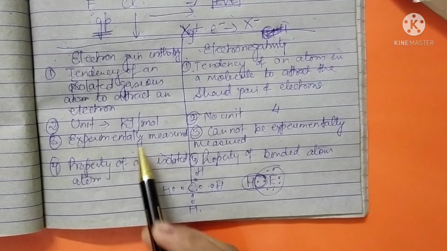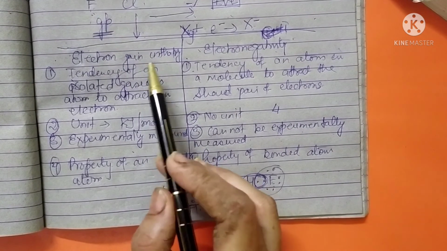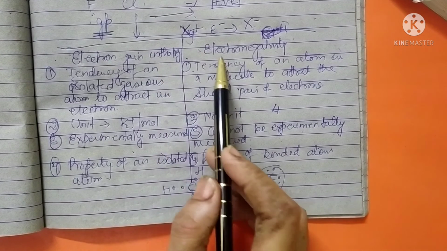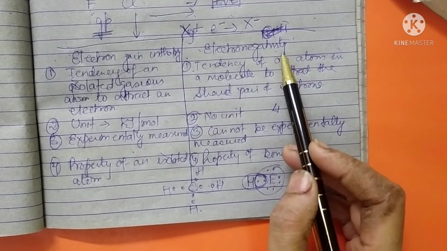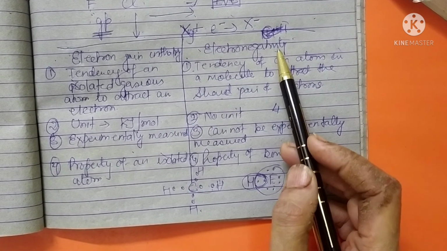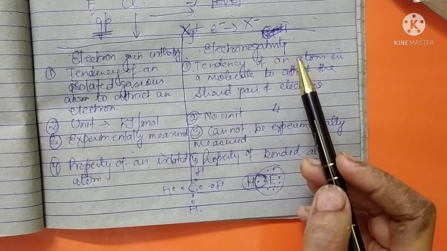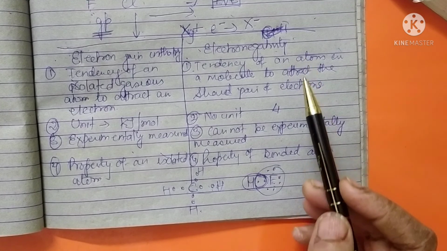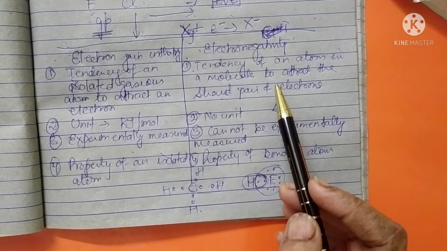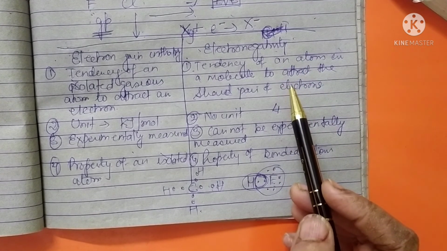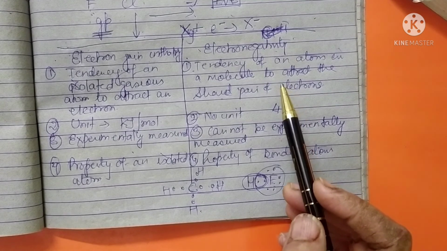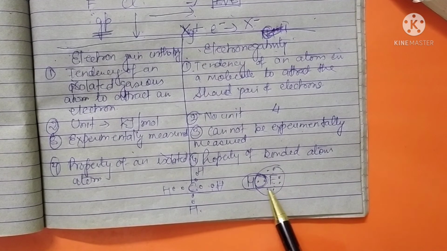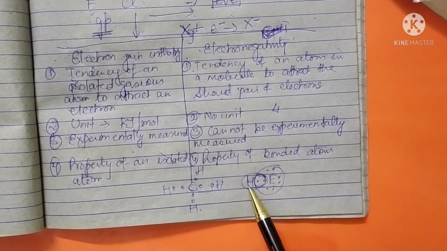Another difference is that electron gain enthalpy is an experimental value. It can be determined experimentally, whereas electronegativity cannot be determined experimentally. It is only comparative: out of two elements, the one having more tendency to attract the shared pair of electrons towards itself will be said to be more electronegative. For example, in hydrogen and fluorine, fluorine is more electronegative as compared to hydrogen.